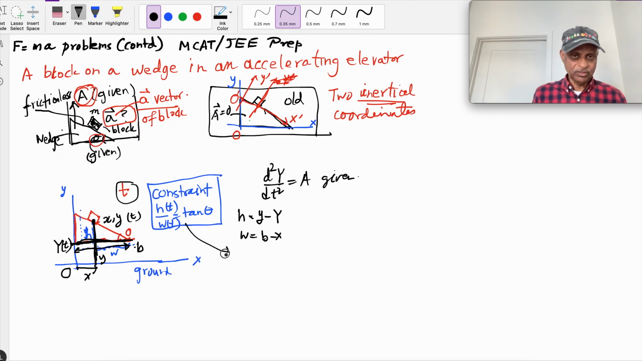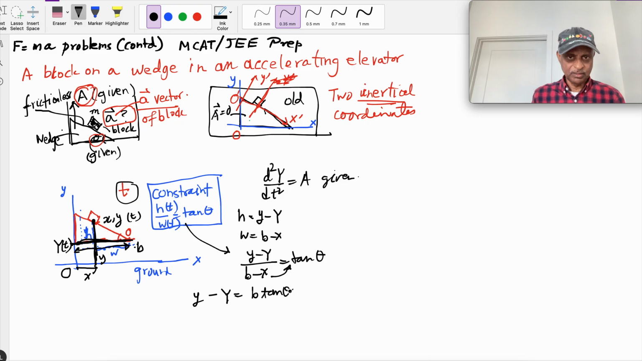So this constraint translates into y minus y over b minus x tangent theta. So you can bring this on the other side, and so I have y minus y is b times tangent theta, minus x tangent theta. B is constant, tangent theta is constant. So this is the only time dependent, and this is constant. So this is time dependent, and this is time dependent.